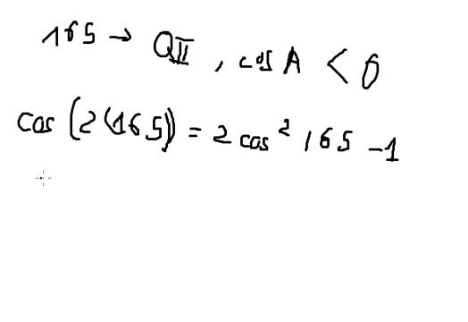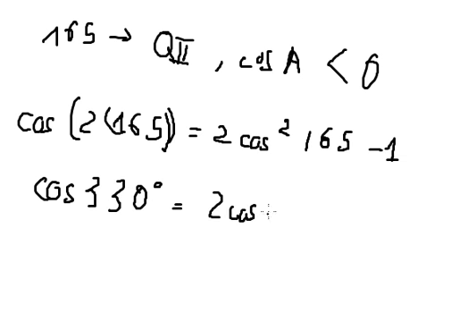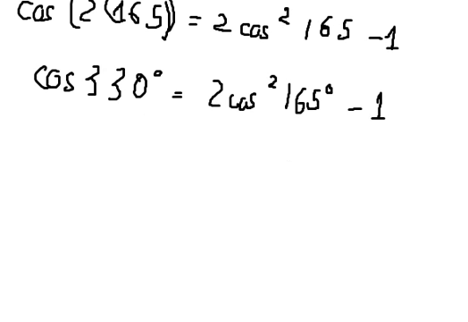This one we will have cosine 330 degrees. So this one we have the square root of 3 over 2. So we put the negative 1 to the left, and you get positive 1.